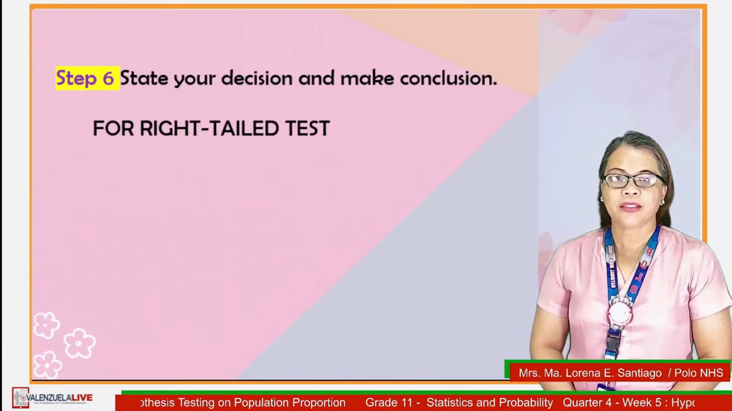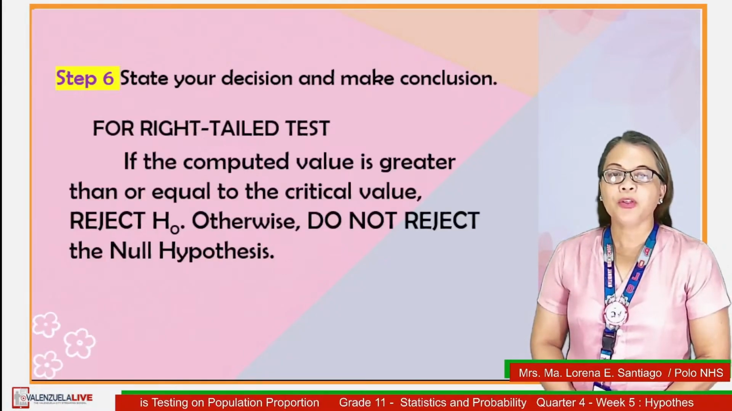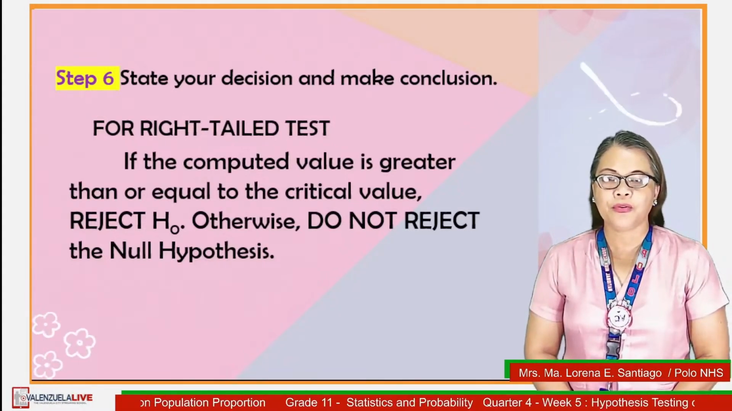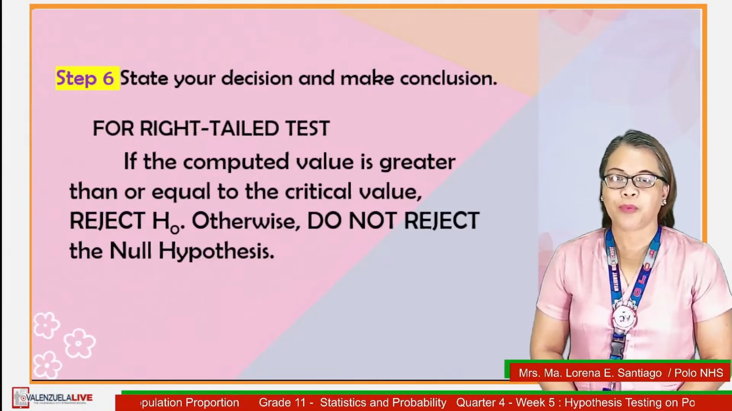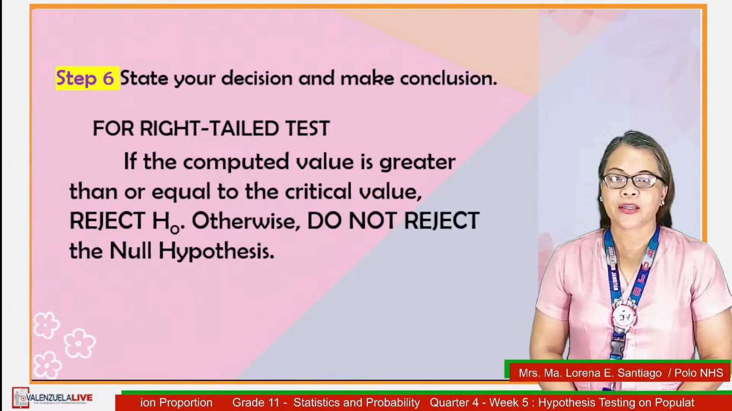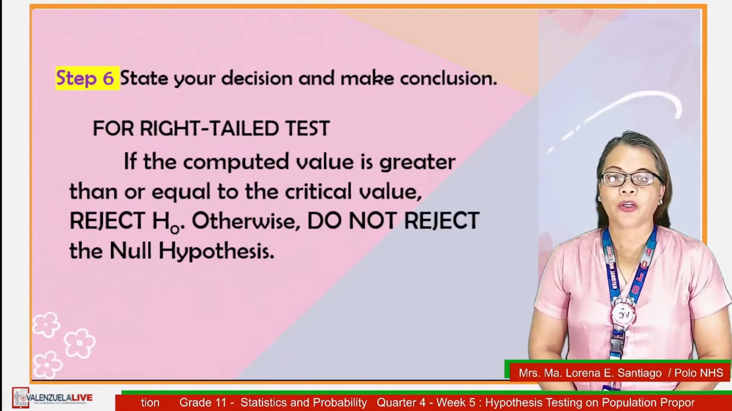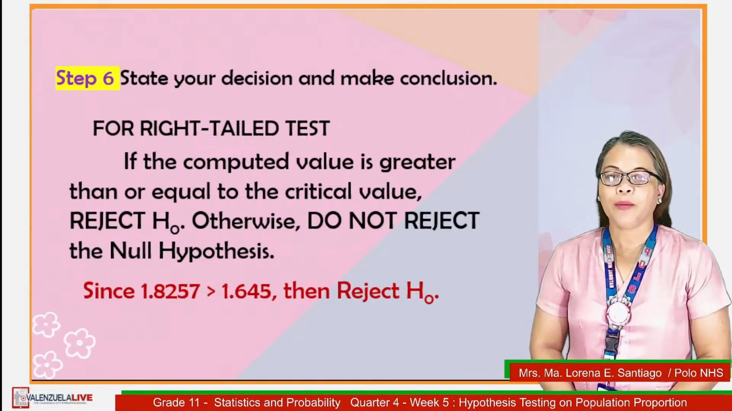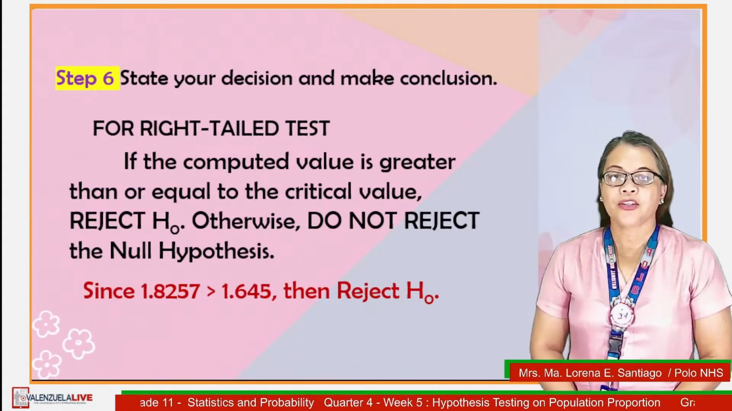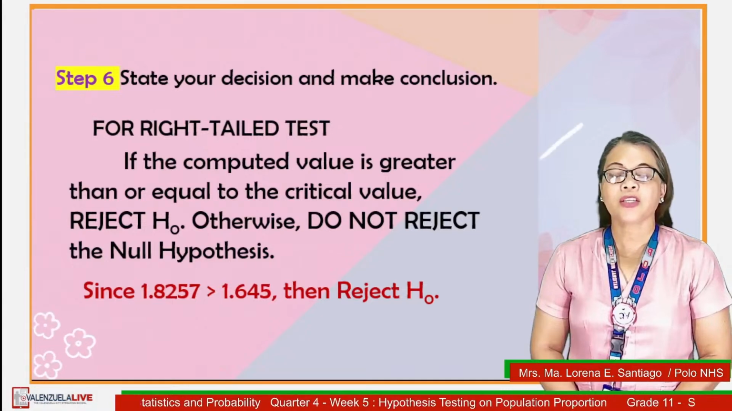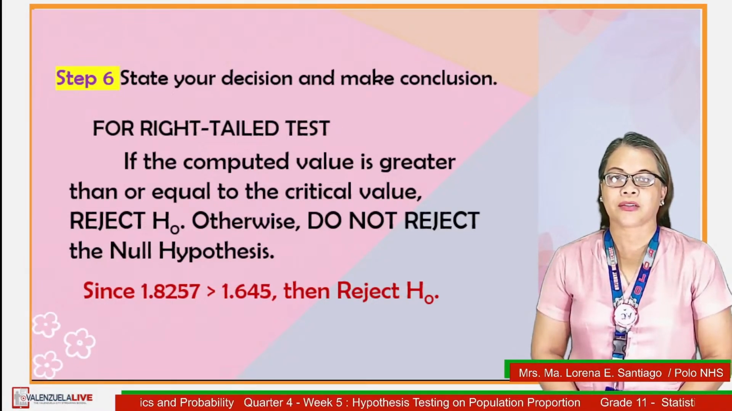For the right-tailed test, if the computed value is greater than or equal to the critical value, then we have to reject the null hypothesis. Otherwise, we do not reject the null hypothesis. So from our computation, since 1.8257 is greater than 1.645, our decision is to reject the null hypothesis.